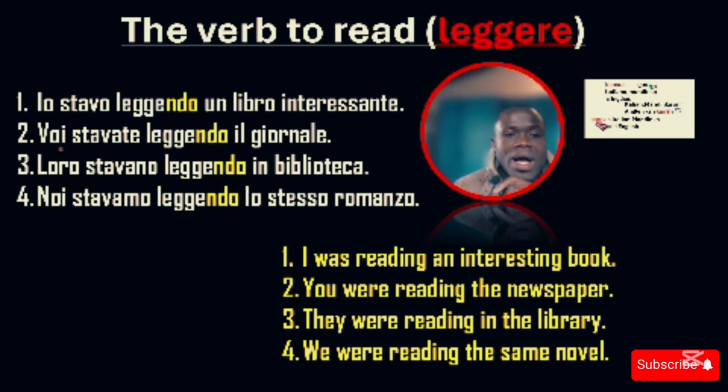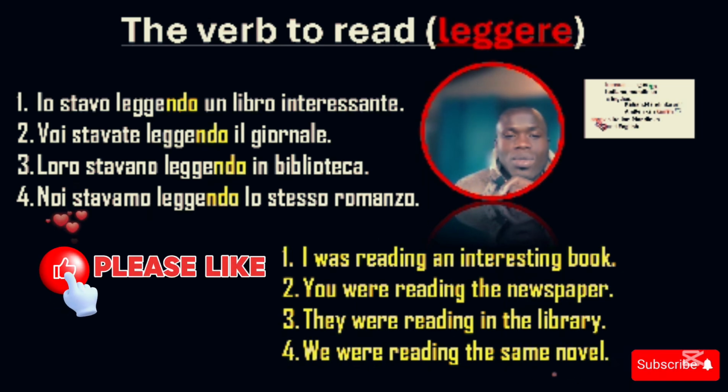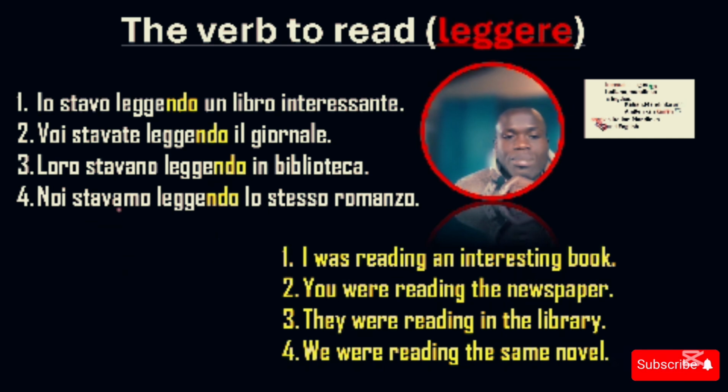Number 2, we have voi stavate leggendo il giornale, which means you were reading the newspaper. Loro stavano leggendo in biblioteca, which means they were reading in the library. Noi stavamo leggendo lo stesso romanzo, which means we were reading the same novel. As I said from the second or third slide, to form this one, you have to eliminate the RE at the end of the verb leggere and add NDO.